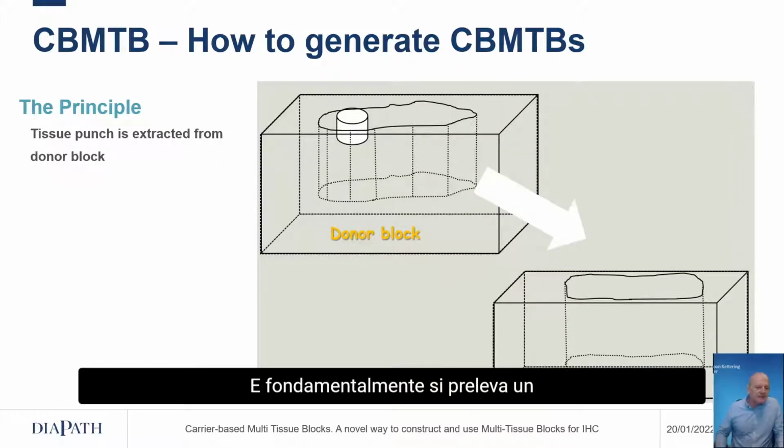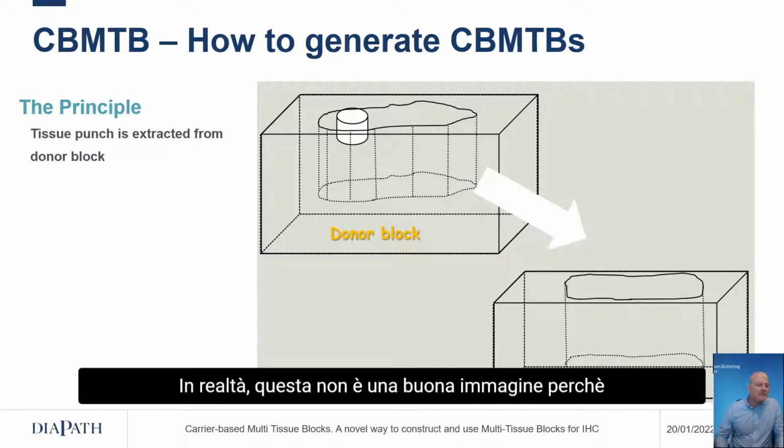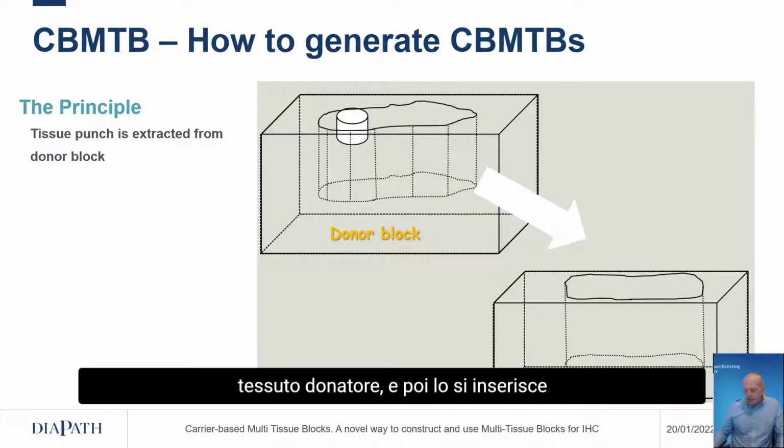And basically you punch out a small piece of the tissue. Actually, ideally, this is not a good picture. The cylinder should go all the depth of the tissue, the donor block, and then you insert it into the acceptor block.